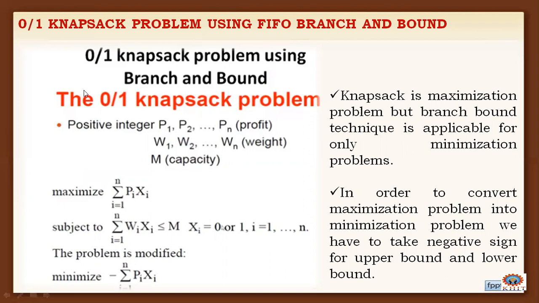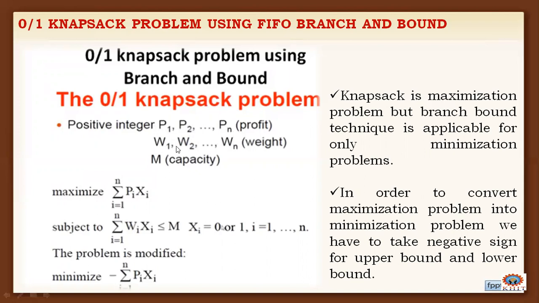Students, in the 0/1 knapsack problem, if we want to solve the given problem by using the branch and bound algorithm design technique, what is the step-by-step procedure? We will discuss clearly. Consider the given problem. Here profits are given: profit of the first item P1, profit of the second item P2, and the profit of the last item Pn.